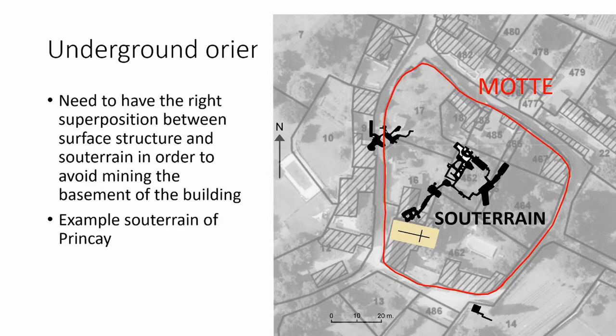Finally, what is also quite important is the orientation. You need to have your souterrain in the right place compared to your building upside. Here in this case, you have a moat, a mound in the surface, and you need to have a souterrain which is in the right place. And you have to avoid that your souterrain creates some collapsing in your surface building.